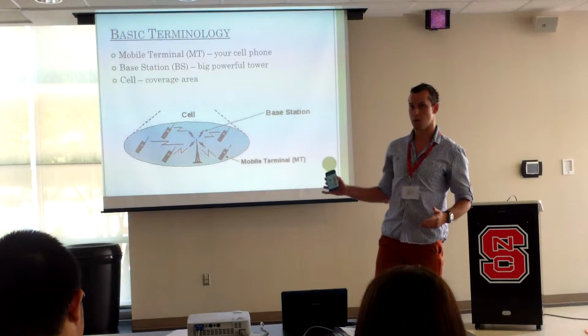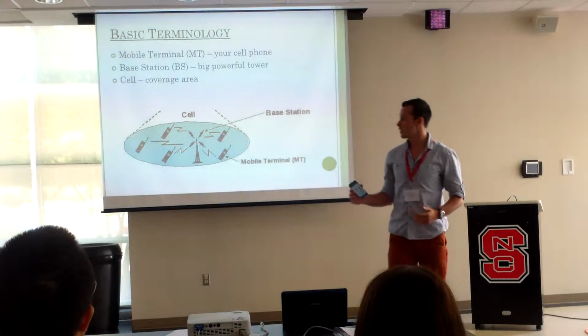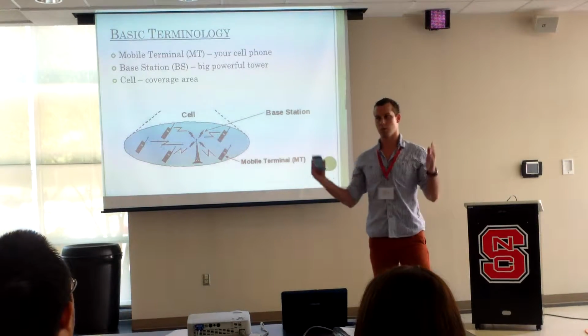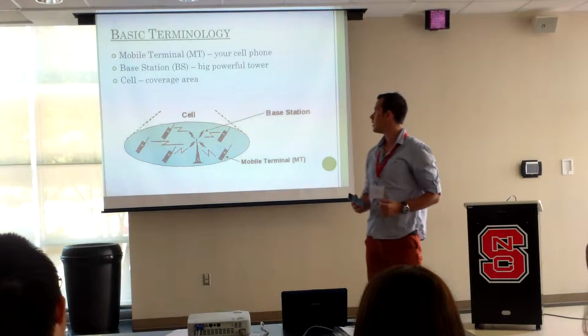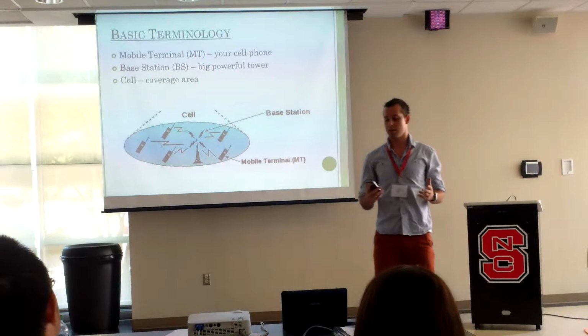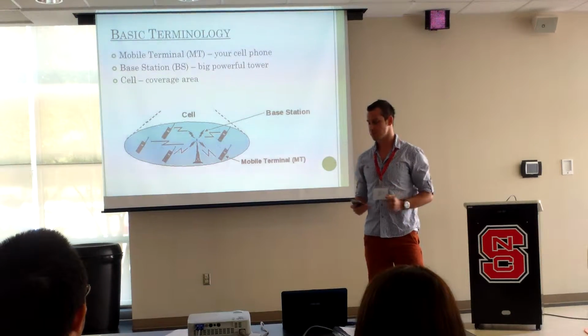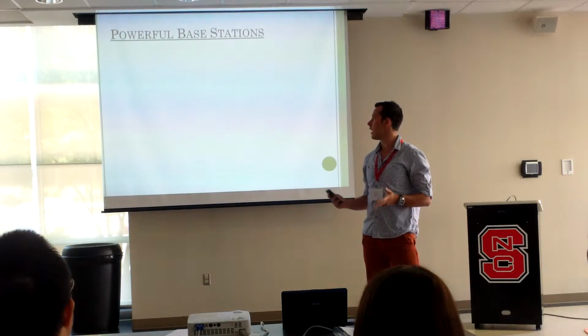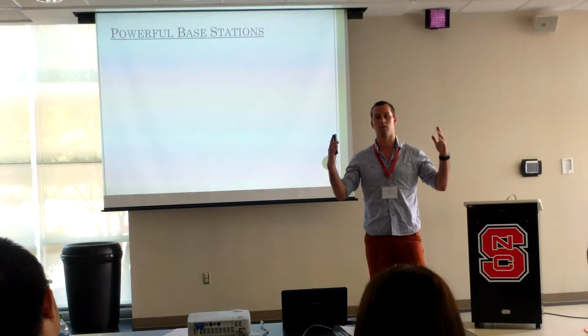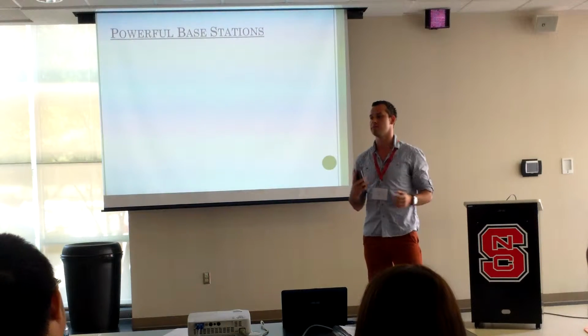So your cell phone, called a mobile terminal, first initiates the connection by sending a request to one of those big towers, base stations. And each base station is pretty powerful. It has its coverage area, which is called a cell. So what do you guys think? Why does this big tower need to be so powerful? Does anyone have any idea?